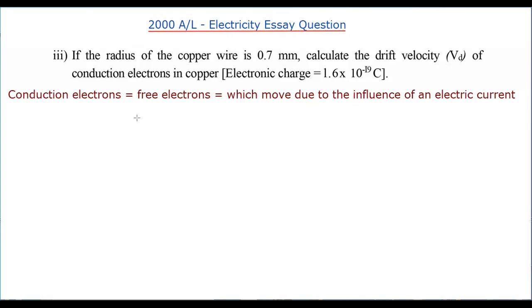Right. If the radius of copper wire is 0.7, calculate the drift velocity. In the drift velocity equation, we have cross-section area. Therefore, first of all, we should find the cross-section area of the wire. Cross-section area of the wire equals, it's a cylindrical wire. The cross-section area is always found by pi r square.